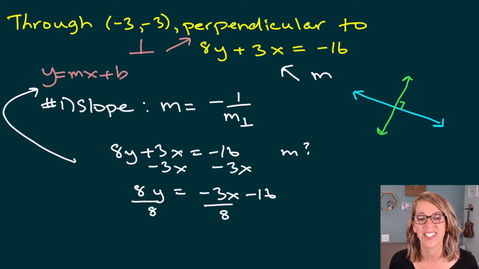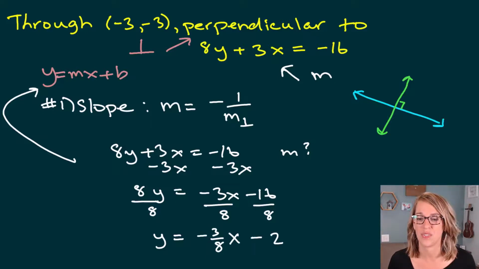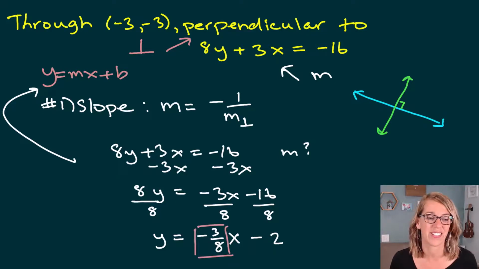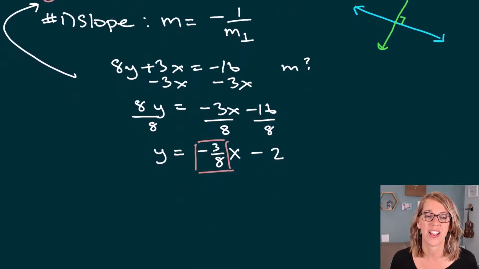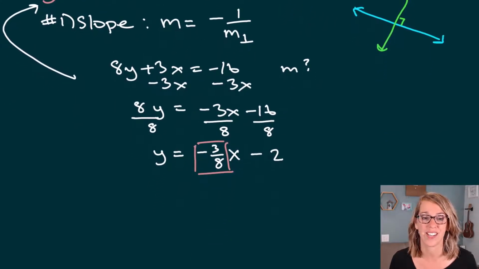What I'm really looking for, though, I don't even need the whole equation. I just need this next number, and that's the number in front of the x. Negative 3/8 x minus 2. So I really just needed that perpendicular slope. Once I've got that perpendicular slope, I can go ahead and find the slope that I was looking for.